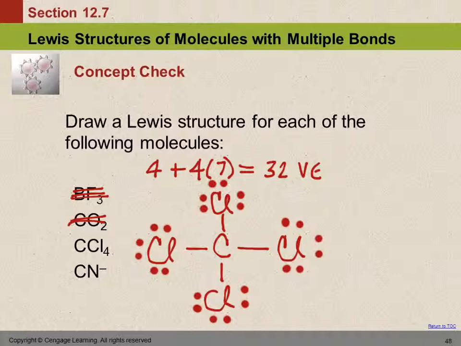Everybody has 8 electrons. Let's do cyanide. Now this is an ion. We haven't talked about ions yet. We're not going to do a lot with ions, but carbon has 4. Nitrogen has 5.